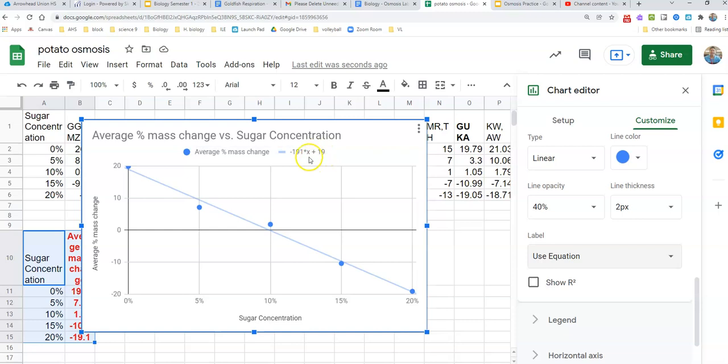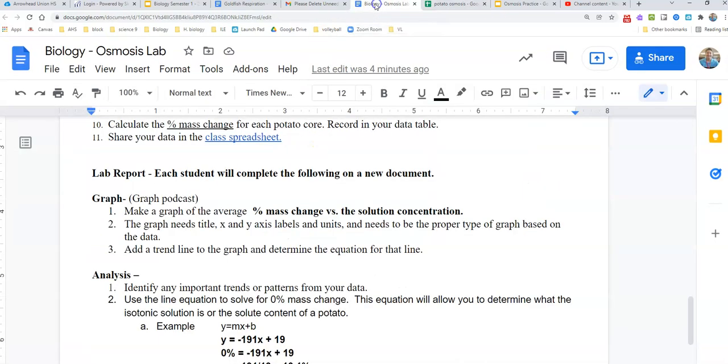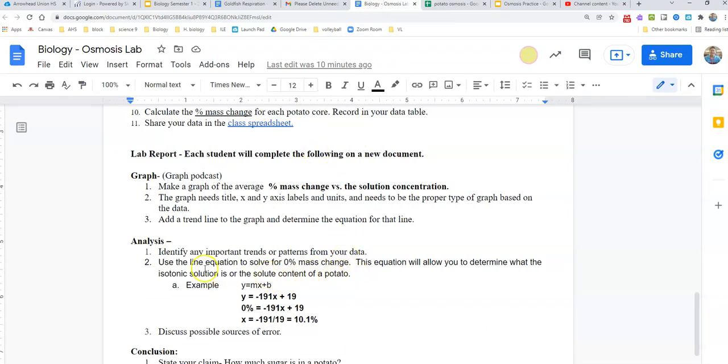So I'm going to use this to set up an equation to solve for where this line intersects at 0. So we can see by looking at it, it appears to be really, really close to the 10%. But we want to be more exact than just looking at the graph, so we are going to plug this into an equation. So on your lab report, you should use the line equation to solve for 0% mass change. So that's going to be our y value in that equation.